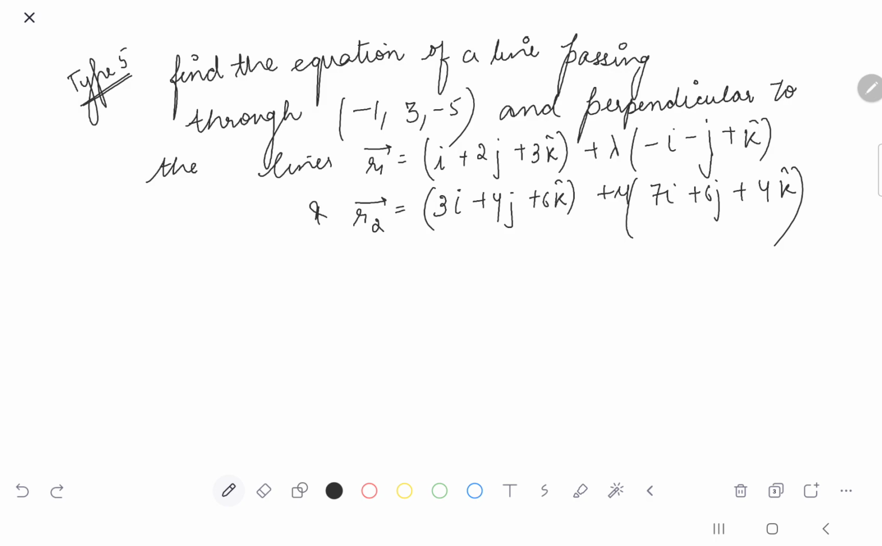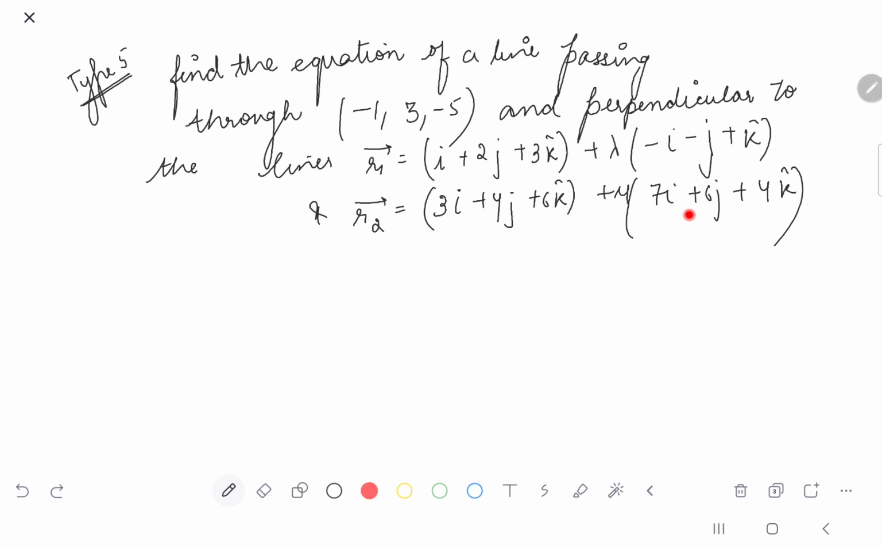Now see, what does this question say? It says find the equation of a line passing through -1, 3, -5. Right? And perpendicular to the lines R1 equals A1 plus lambda B1 and R2 equals A2 plus mu times B2. Are you understanding? Yes, ma'am. How would you do this question? Tell me. What is the expected path? Now, what is this question saying? You have to find the equation of a line.